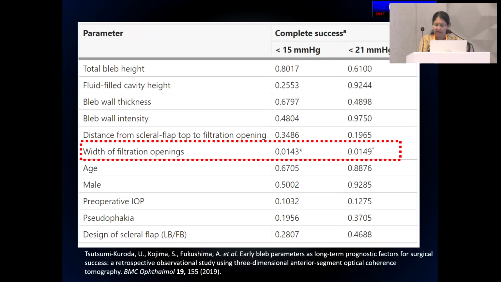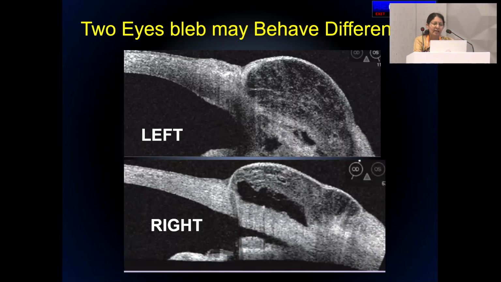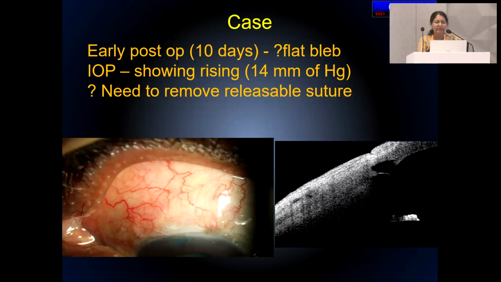This is a Japanese study. They also have the same criteria, but they also included the width of the filtering opening seen on the AS-OCT as a success. Now, two eyes' blebs may behave differently. This is a left eye bleb and this is a right eye bleb.